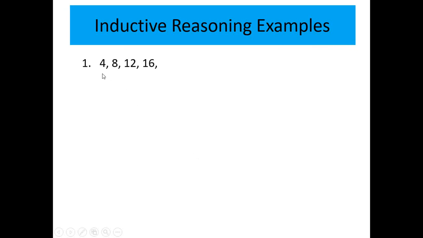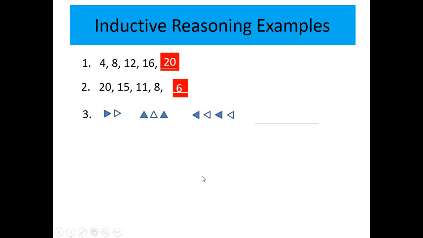There's patterns inside of inductive reasoning like 4, 8, 12, 16, and of course 20. 20, 15, 11, 8 drops by 1 each time, and so this ought to be what? 6. Okay, you've got triangles, you've got 2, 3, 4. Next one's going to have 5 triangles, right? Okay, every other one's going to be shaded, and which way are they going to point? Up, right, down, or left? Yeah, you're right, down, okay?